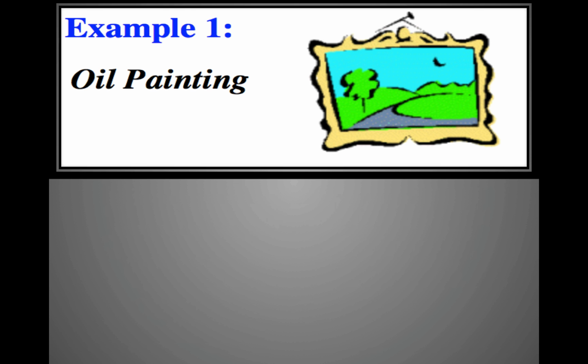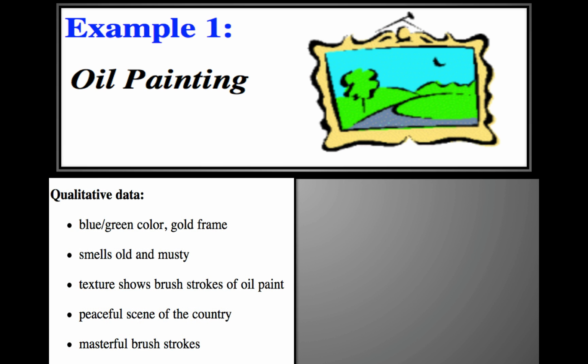Let's take this oil painting, for example. What would be some examples of qualitative data, qualitative descriptions? It's blue-green in color. It has a gold frame. It smells old and musty. The texture shows brush strokes of oil paint. It's a peaceful scene of the countryside. Those are all examples of qualitative data.